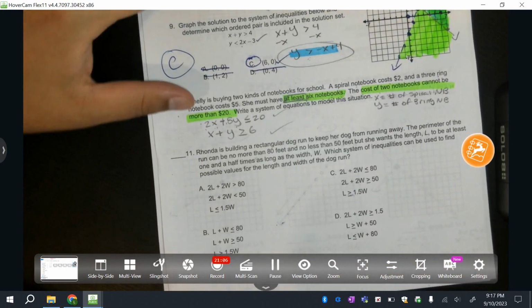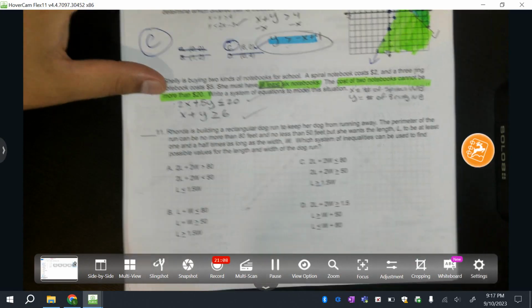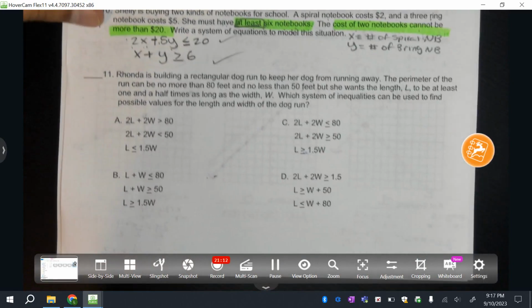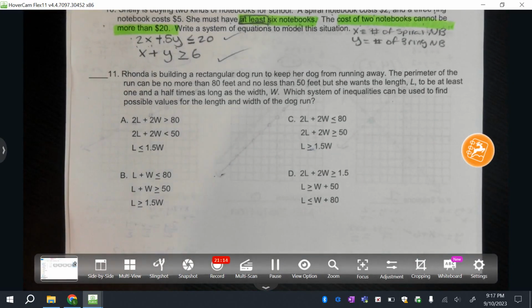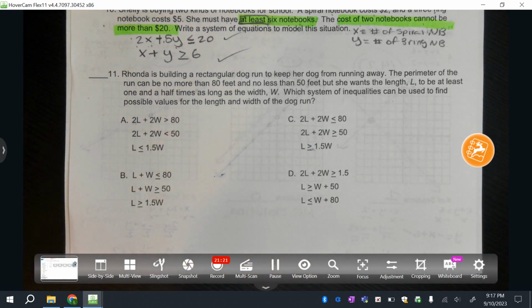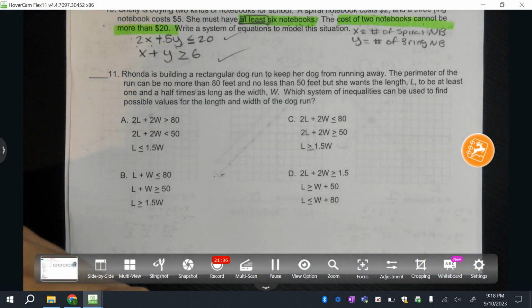Alright, so now let's go to number 11. Number 11 says, Rhonda is building a rectangular dog run to keep her dog from running away. The perimeter of the run can be no more than 80 feet, no less than 50 feet, but she wants the length L to be at least 1.5 times as long as the width. Which system of inequalities can be used to find possible values for the length and width of the dog run?